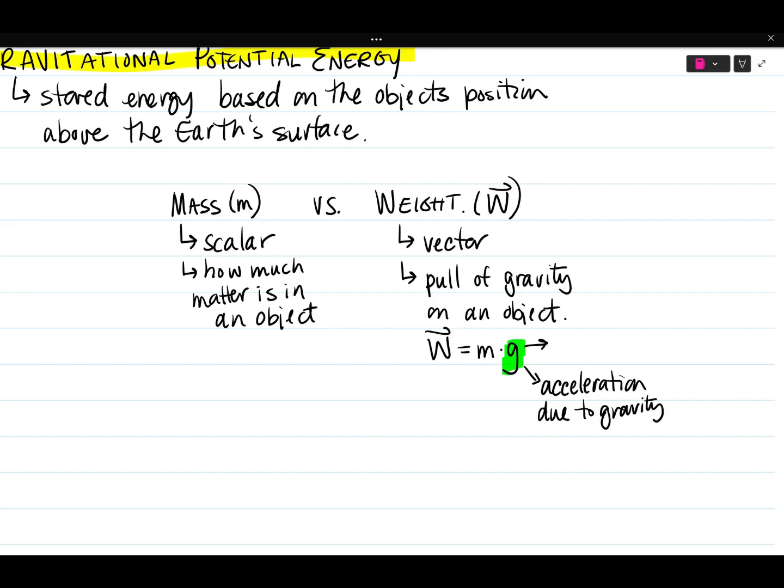So on Earth, g is equal to 9.81 meters per second squared. So basically, anywhere on Earth, at the surface of the Earth at least, when you release something, it's going to accelerate at 9.81 meters per second squared. So for every second it's falling, it'll gain 9.81 meters per second in terms of speed.